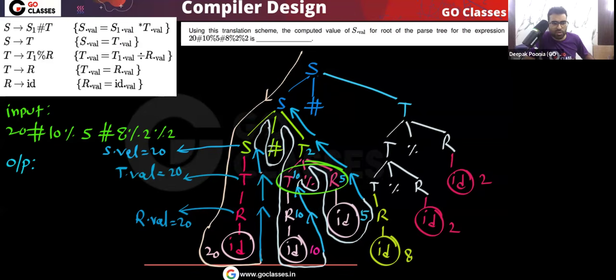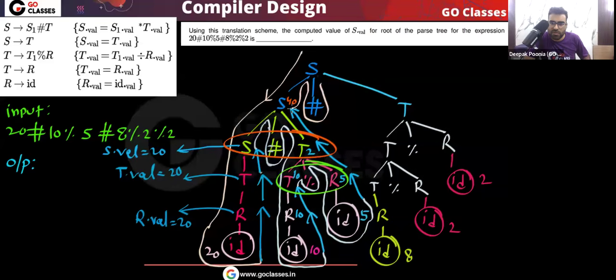Now let's see this. You can see this s has t, and you are reducing to s. So this s dot value will become s1 dot value, that is 20, into t dot value, that is 2. 20 into 2 is 40. Yes or no? So here I can put 40, this value has become 40. I hope you understood. Now let's keep going.